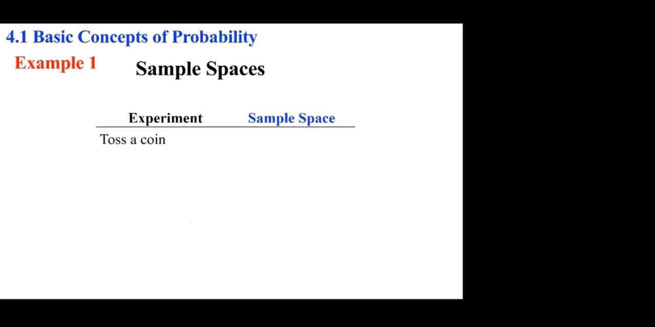We want to come up with a concept of a sample space. So look at an experiment of tossing a coin. We have only two outcomes, heads and tails. That would be written as H comma T. That would be shorthand notation. So that would be a sample space. The sample space contains two outcomes.